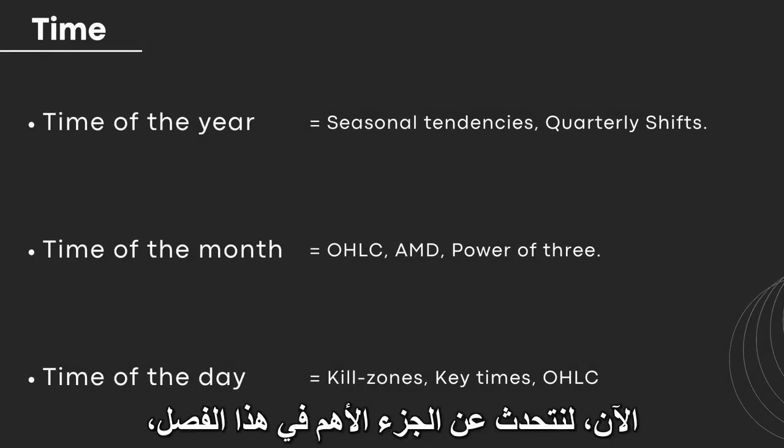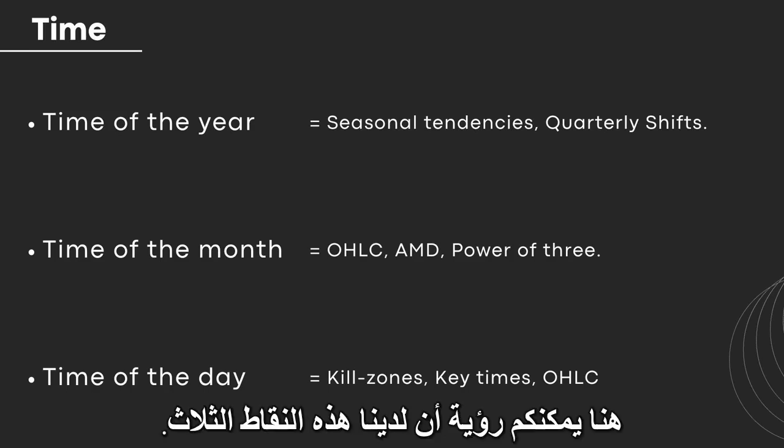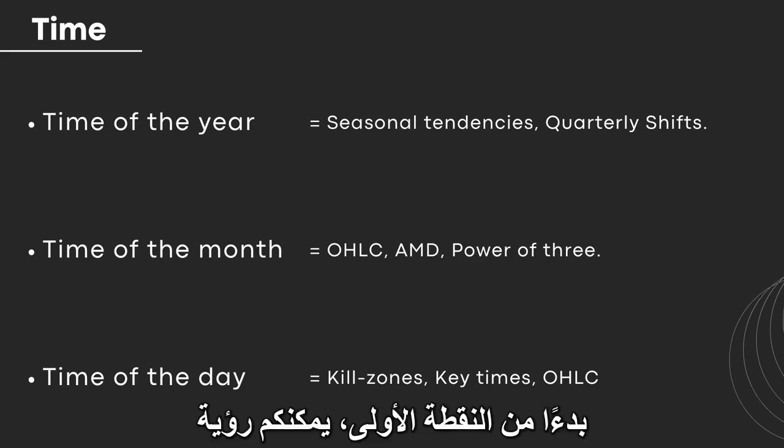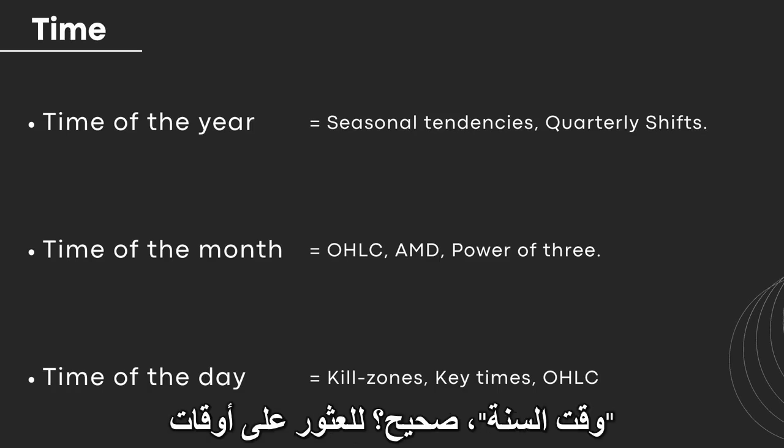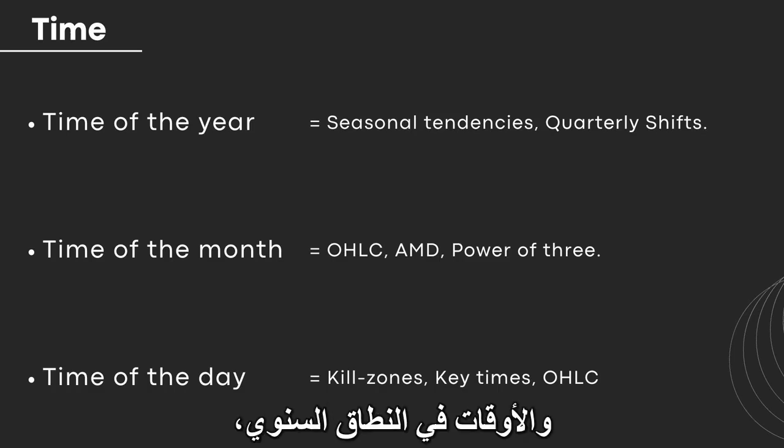Now let's talk about the most important part of this chapter, which is how to use each and every one of these concepts and at which time frames they are best used. So right here you can see that we've got these 3 bullet points, right? Starting from the first one, you can see time of the year, right? To find favorable times of the year and to filter out lower probability conditions and times on the yearly range, you can use concepts like quarterly theory.